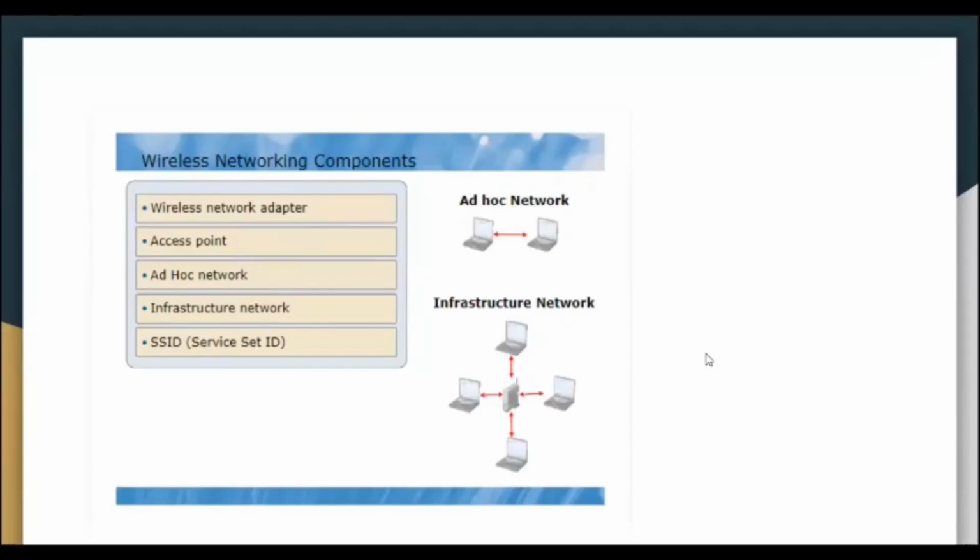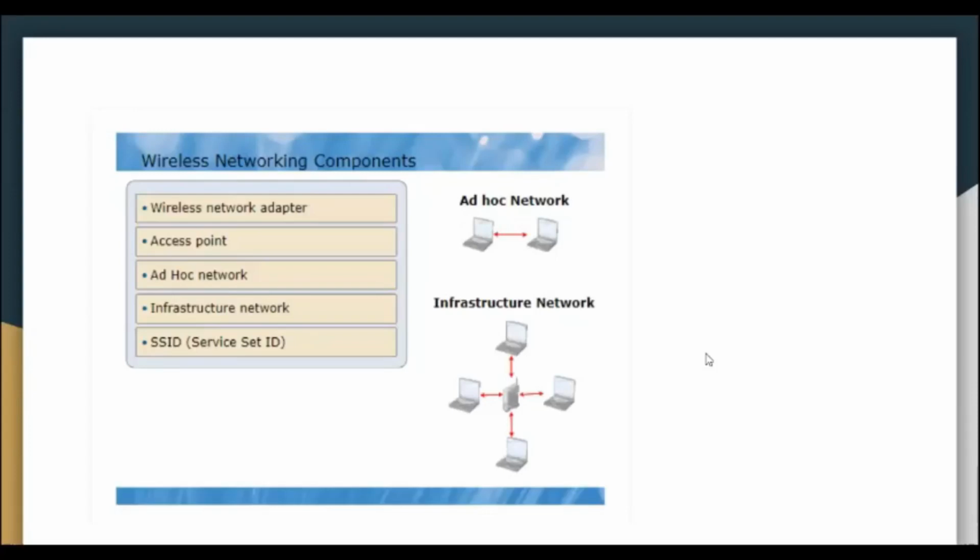Then next we have the infrastructure network. Network infrastructure refers to the hardware and software that enable network connectivity and communication between users, between devices, between applications, between the internet and more. A typical example of an infrastructure network would be our cellular phone networks. They have to have a set infrastructure like network towers to function. You use an infrastructure network when you can easily add more access points to boost the range.